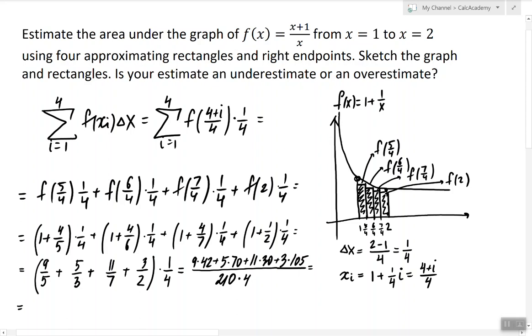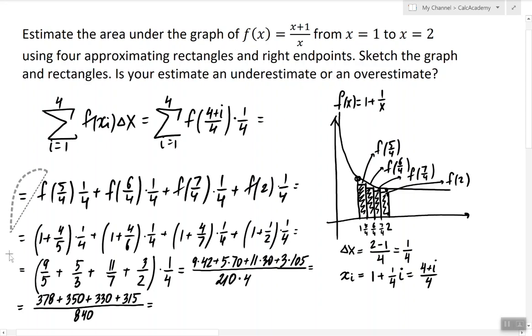And we're almost there. So 9 times 42 is 378. 5 times 70 is 350. 11 times 30 is 330. 3 times 105 is 315. Divided by 840. Now all we have to do is just add these 4 numbers.